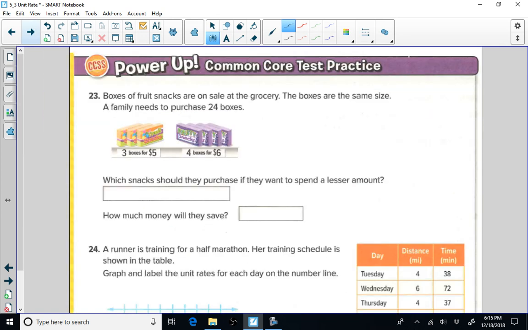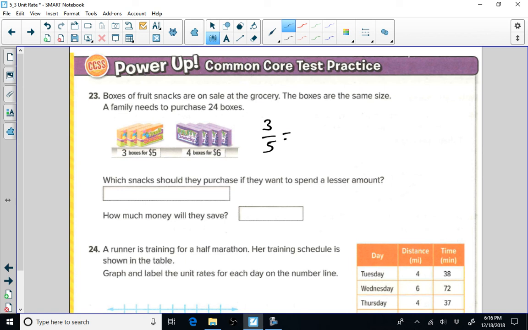Next problem. Boxes of fruit snacks are on sale at the grocery. The boxes are the same size. A family needs to purchase 24 boxes. Which snack should they purchase if they want to spend a lesser amount? Well, let's take a look. The first box is 3 for $5. They need to purchase 24.